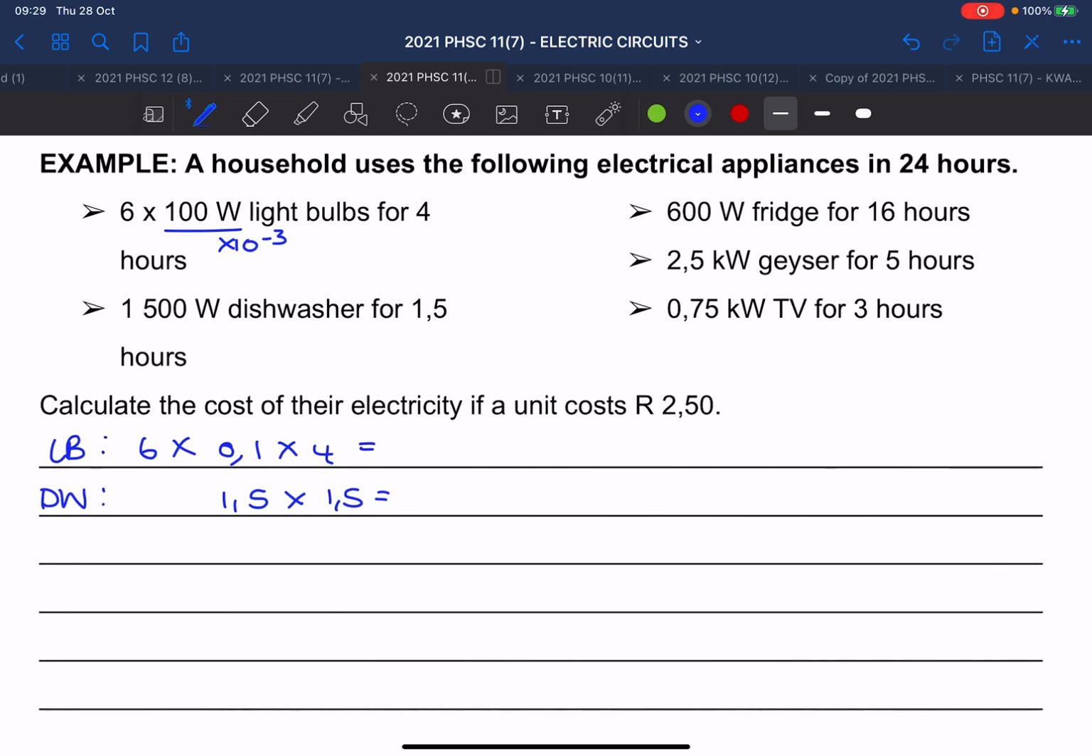Then we have a fridge. The fridge is 600 watts. How many kilowatts is that? 0.6 kilowatts for 16 hours. Then we have the geyser. It's 2.5 kilowatt for 5 hours. And you have your TV. That is 0.75 kilowatt for 3 hours.